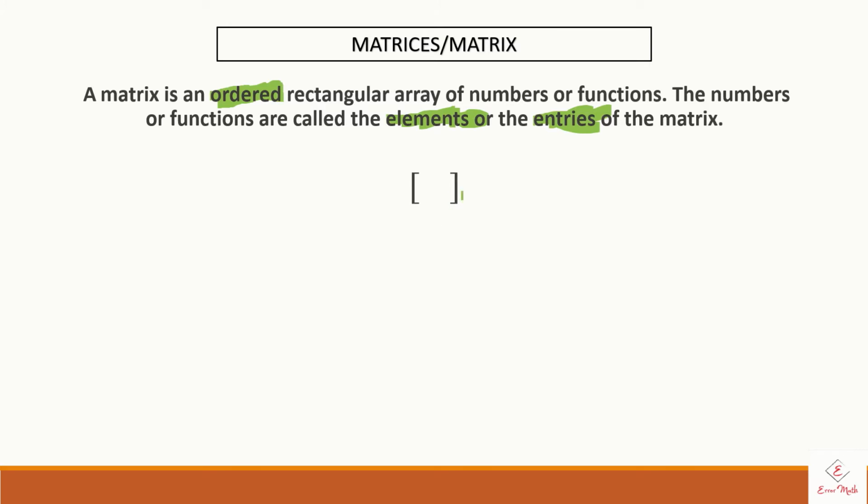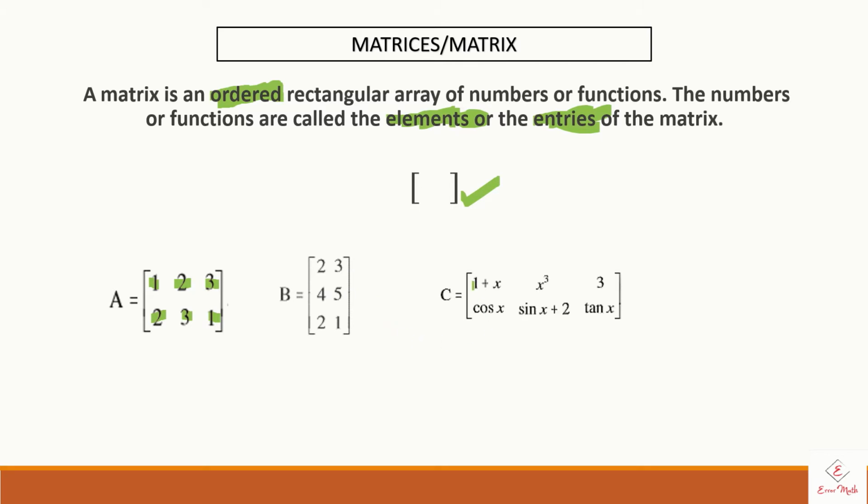So here are some examples. This is matrix A having 6 elements arranged row wise and column wise. This is matrix B, and this matrix C contains algebraic functions and trigonometric functions. तो functions भी हम एक matrix में put कर सकते हैं.